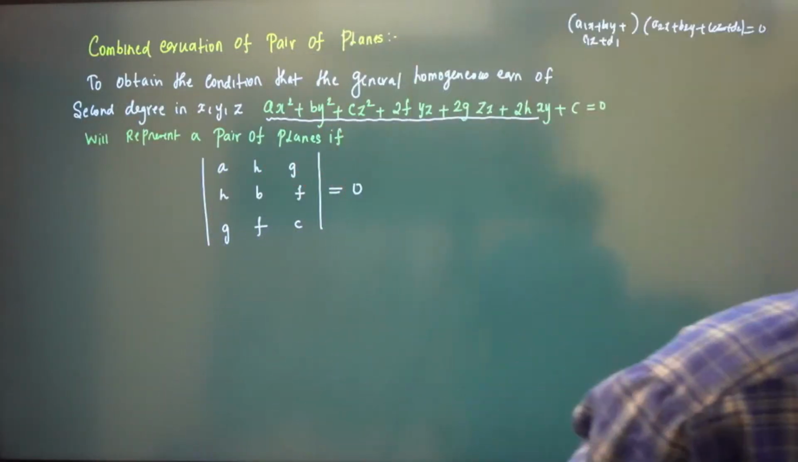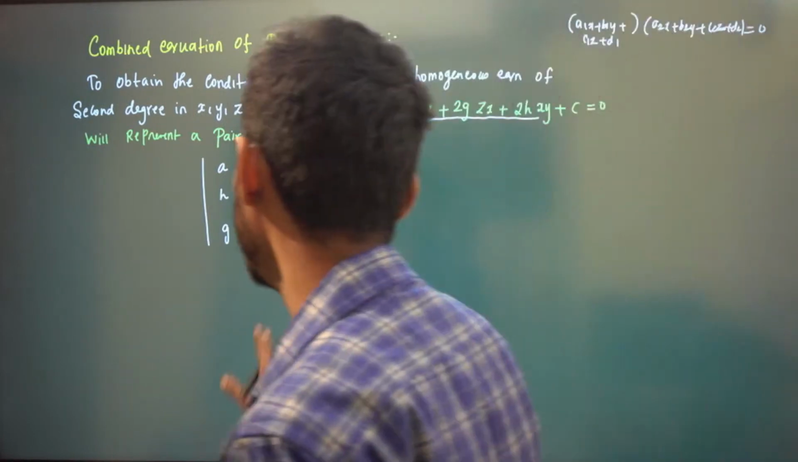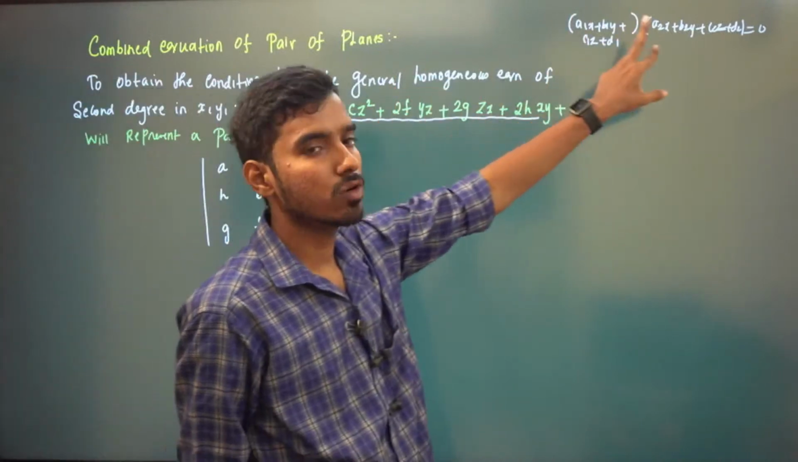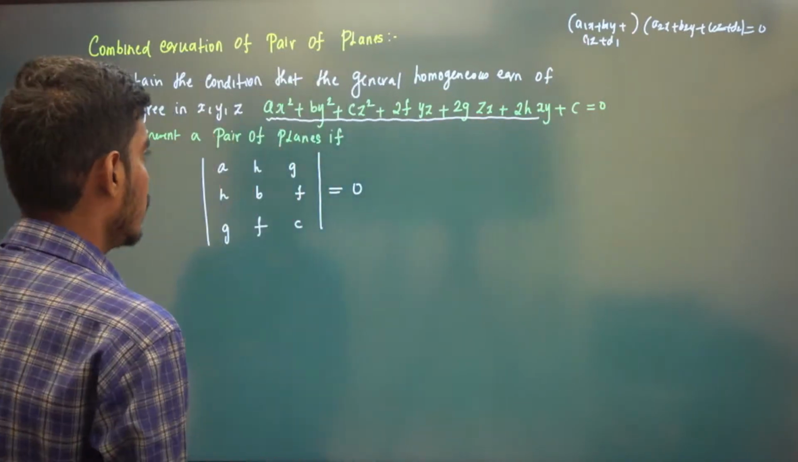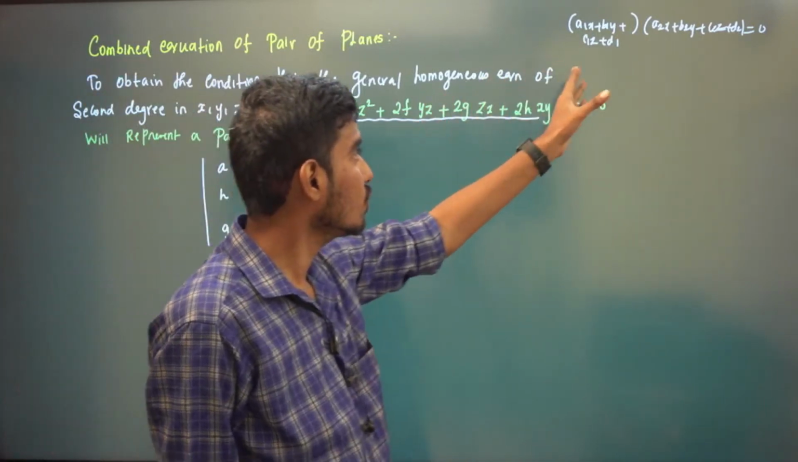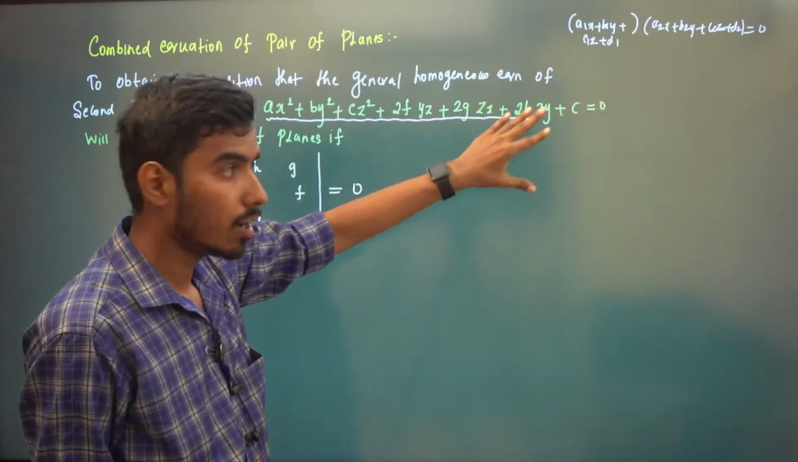Very important, right? So the general homogeneous equation of second degree, which is ax square plus by square plus cz square plus 2fyz plus 2gzx plus 2hxy plus c, will represent a pair of planes if this happens. That is, this is the multiplication of two planes if this happens. How to find the angle between them? Remember, we don't know what those two planes are. We only know the product of the two planes.